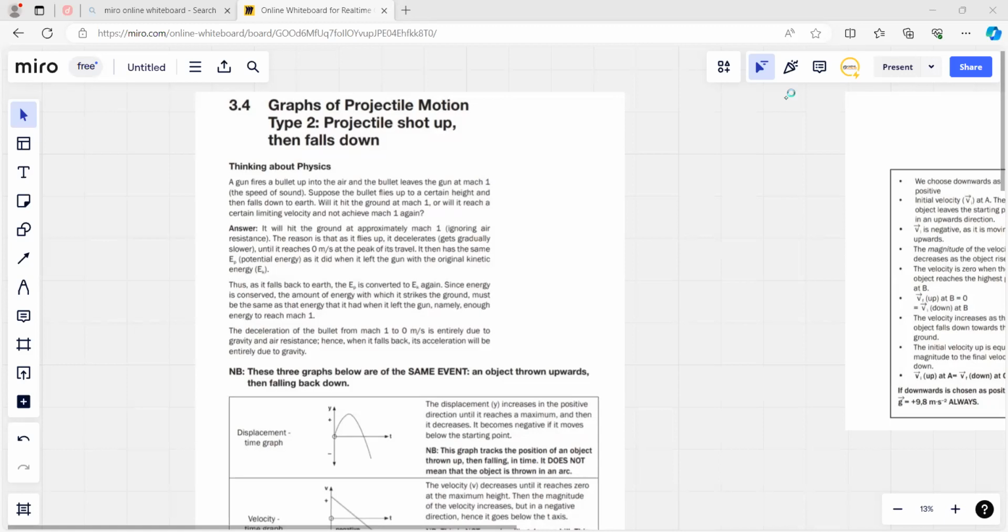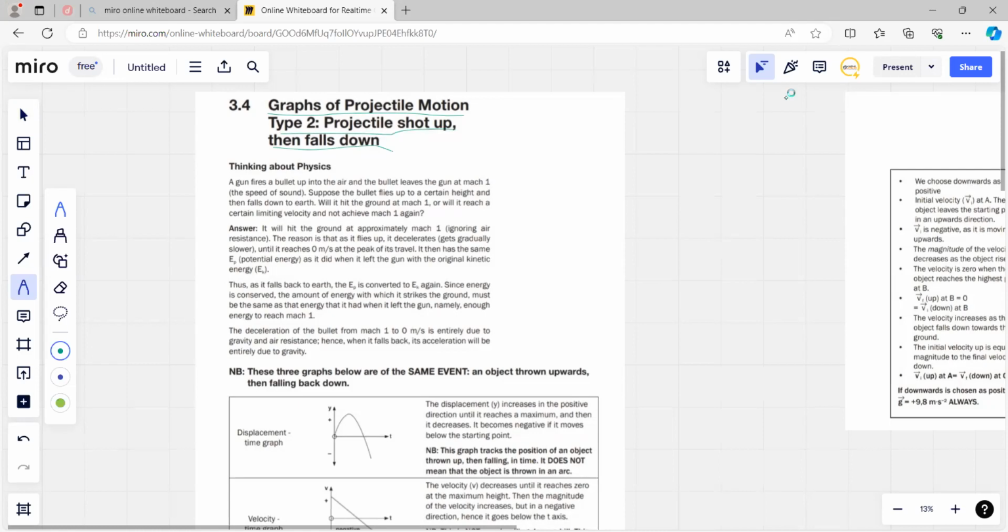Okay, so basically we will be looking at the graphs of projectile motion. As you can see here, let me choose a pen. Okay, graphs of projectile motion. This is type two: projectile shot up, then falls down.